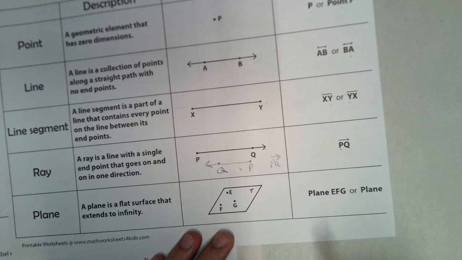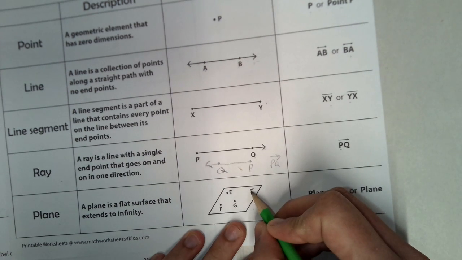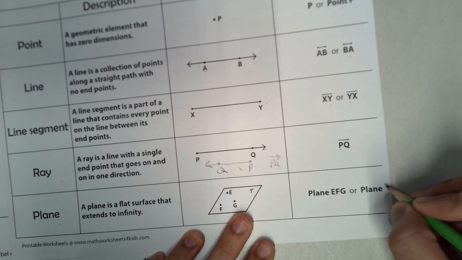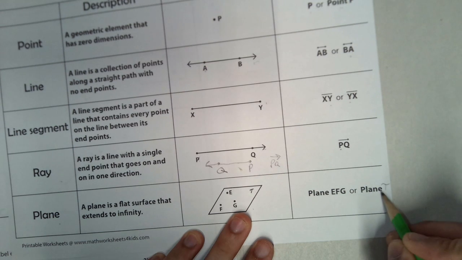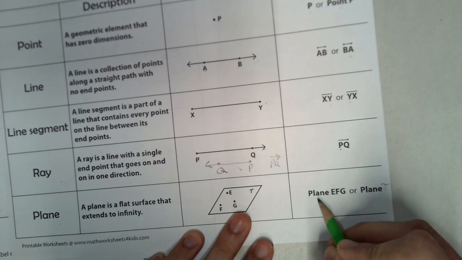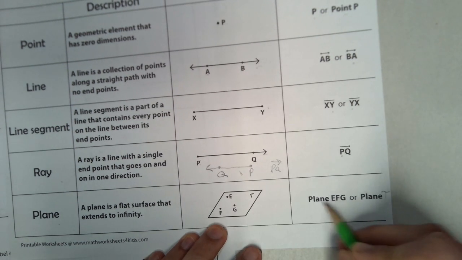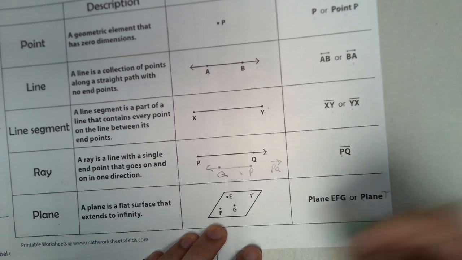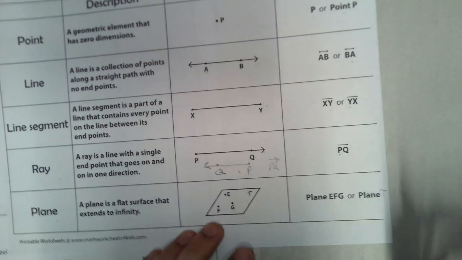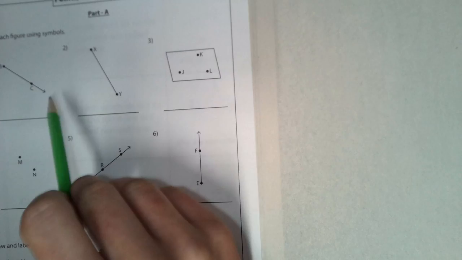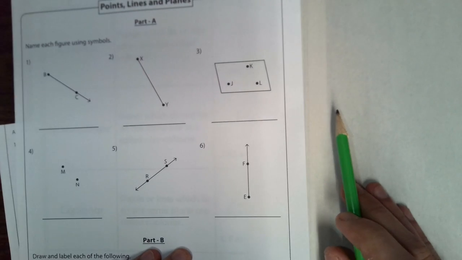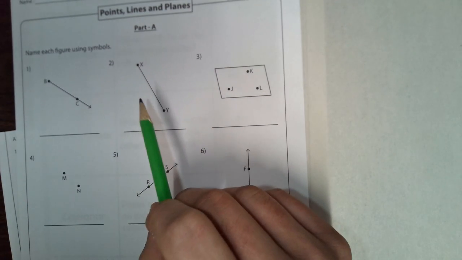And finally, a plane can be named with the fancy capital letter in the top corner. So this could be plane T, or you can use 3 points, plane E, F, G, and you could say GFE or whatever order you want to go in. So our first assignment is to label and name each of these figures.